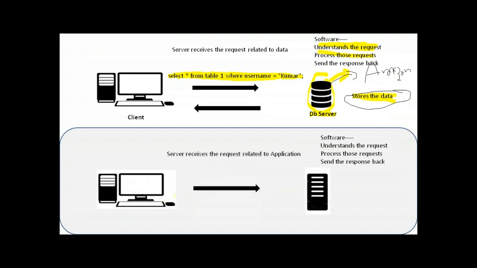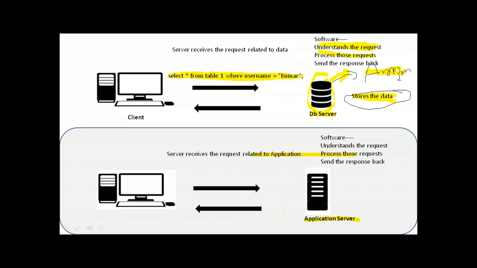Now look at this, a software which understands the request related to the application. I've already told you what a request related to the application is. Let's say the application is Facebook, or let's say the application is Amazon. There is a request for logging into Amazon, and if the software is able to take that request of logging in, process the request and send the response back, then this particular server we can call Amazon's application server.